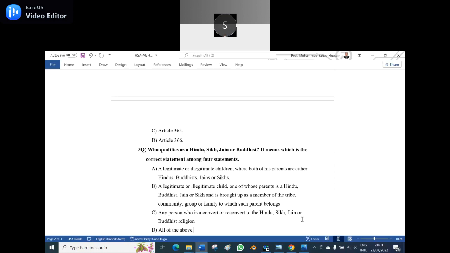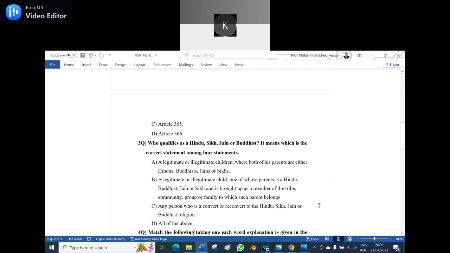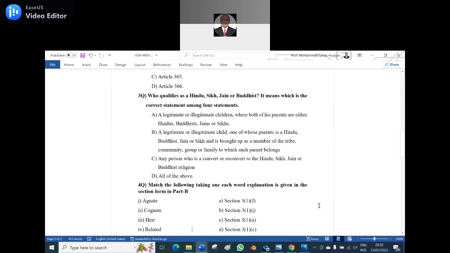Please check once again. Can an illegitimate child be taken into consideration as a Hindu? Yes, sir, considered as a Hindu. Illegitimate children, provided one of the parents is a Hindu, are certainly Hindus. Option D, all of the above, sir. Okay, let's check it once again.